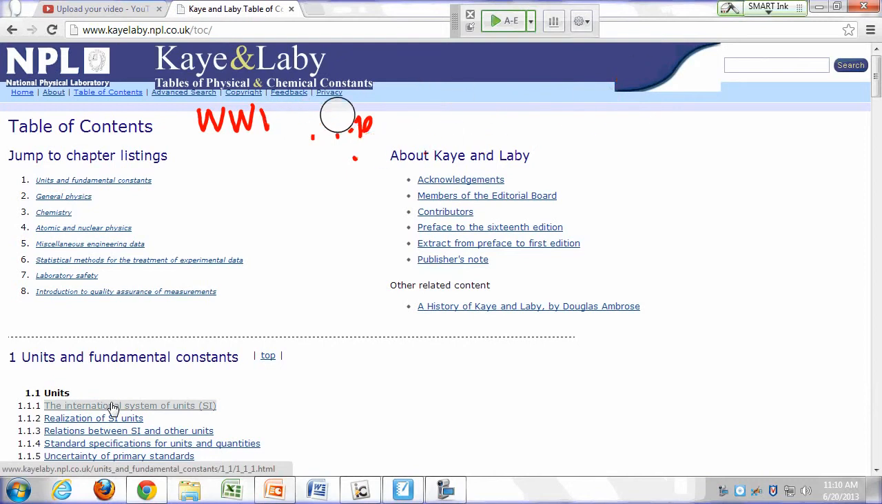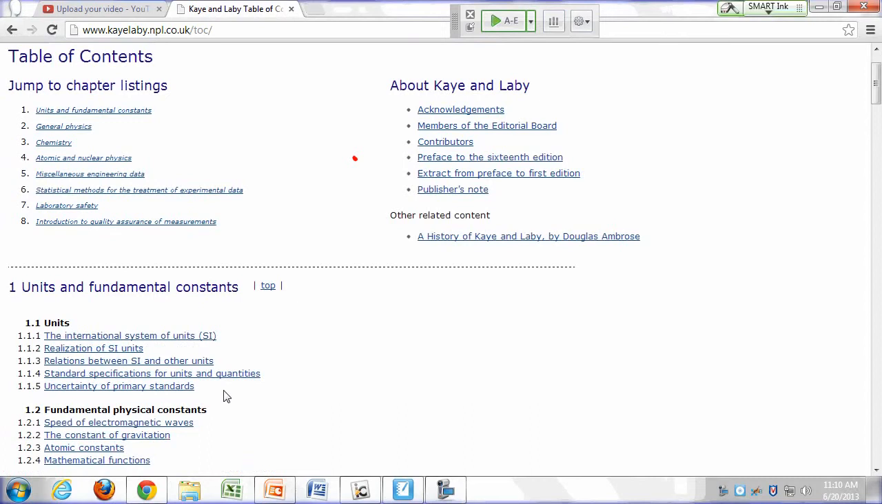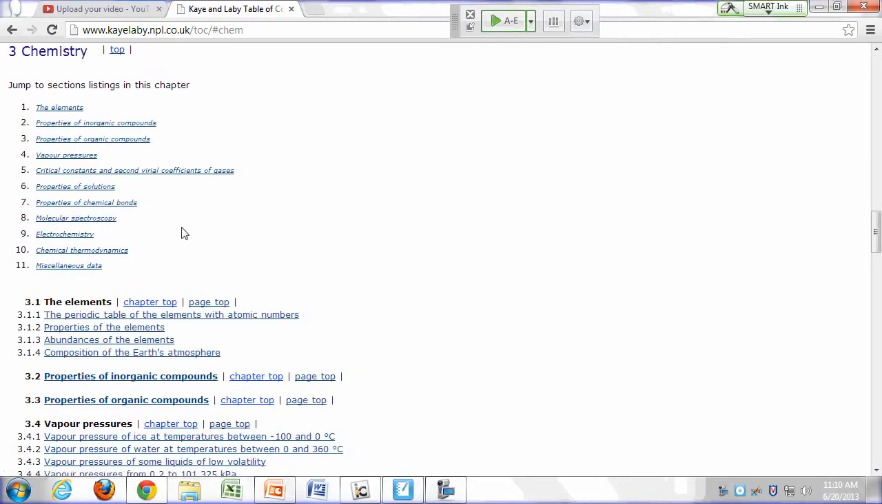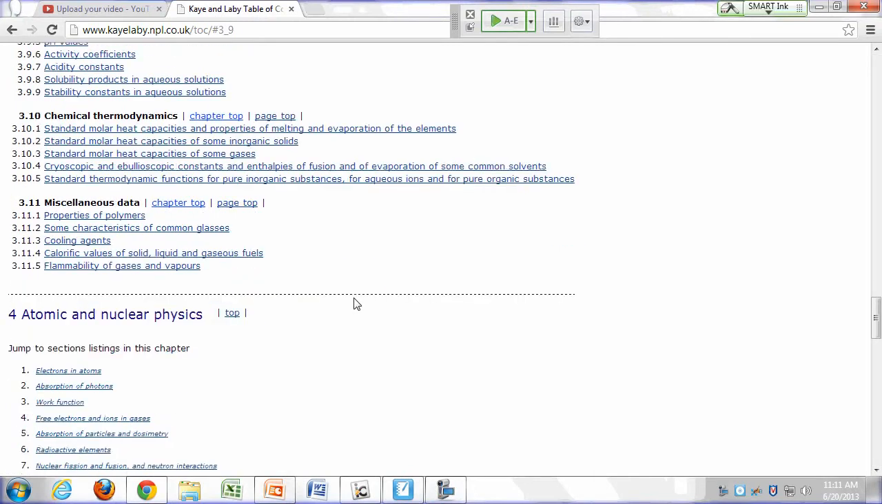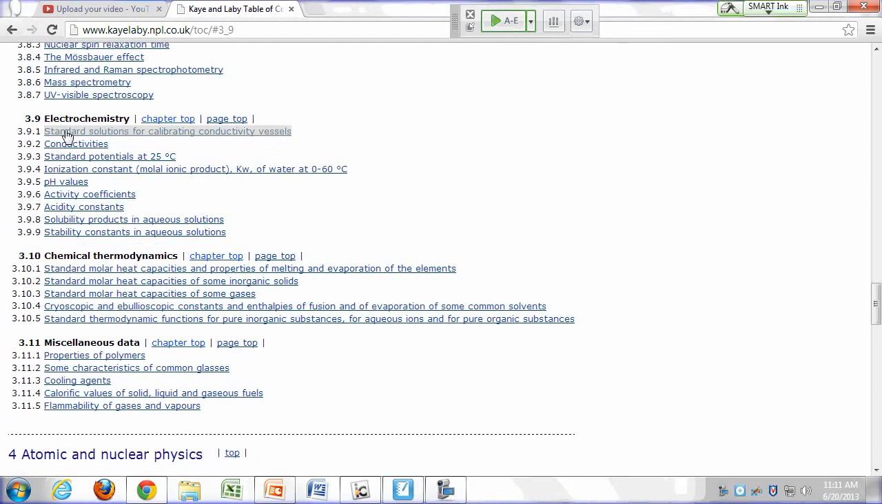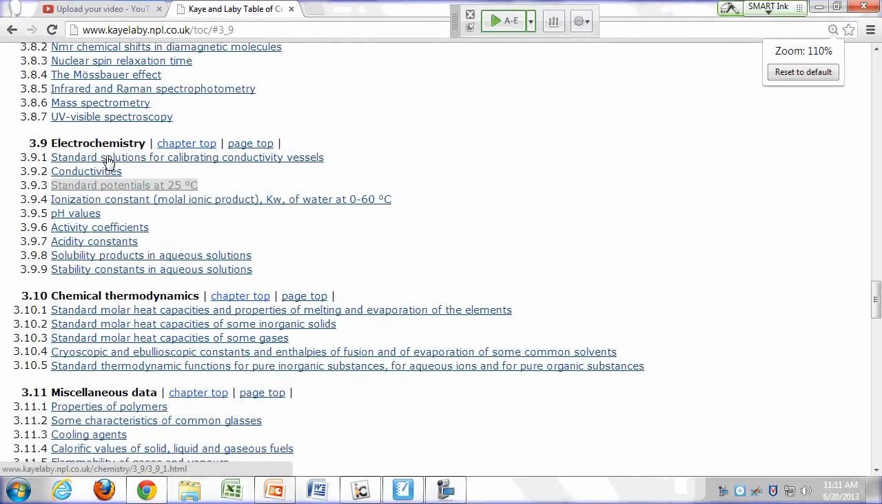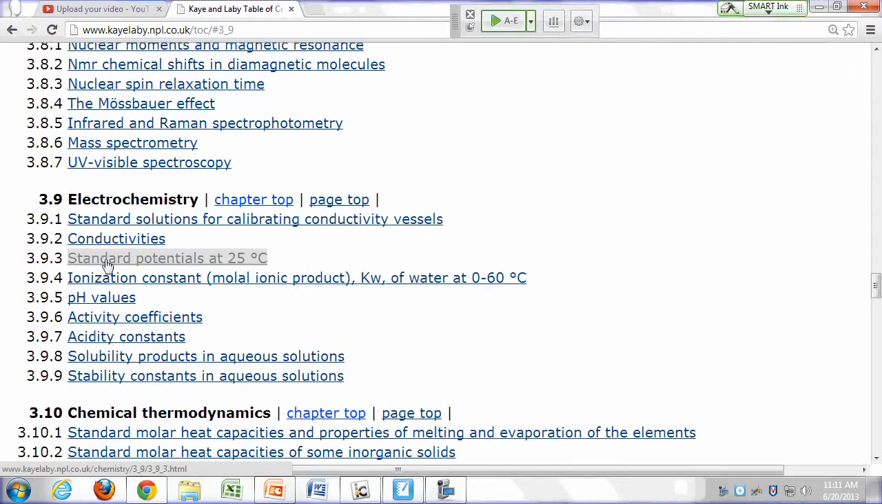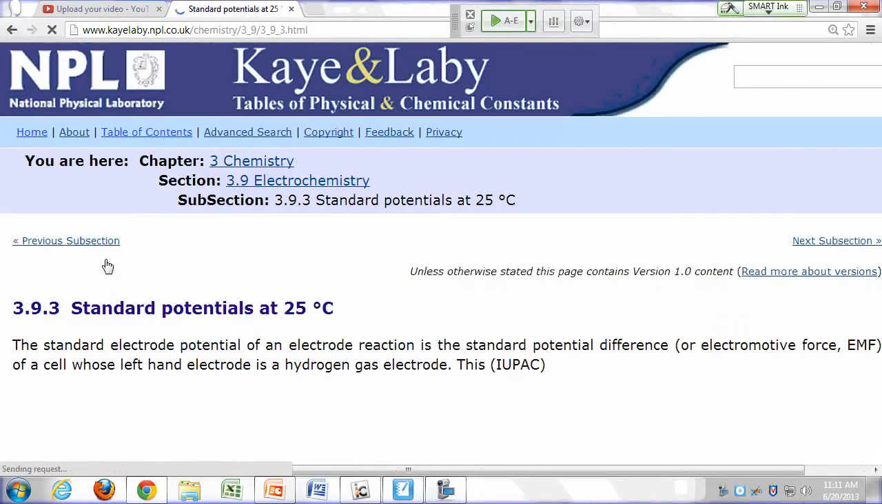This is where you find lots of information, not just for electrochemistry, but for other stuff. So hit chemistry right here, the link to chemistry. Electrochemistry right here. Standard electrochemistry, standard potentials. Let me blow this up. Under electrochemistry, look at standard potentials.